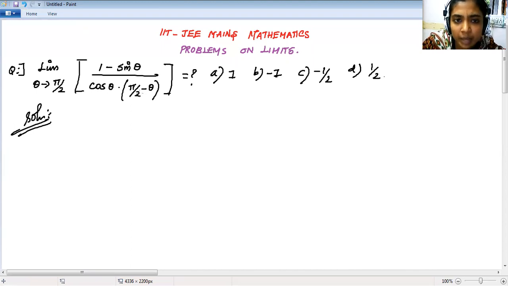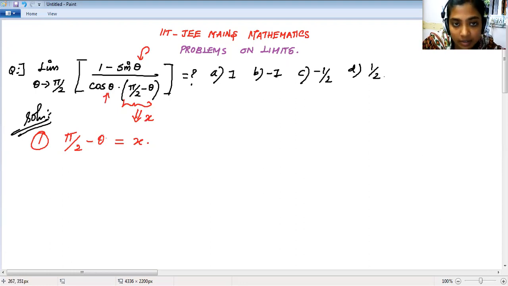So here pi by 2 minus theta is there. Why can't we take this as our variable x, which means by the substitution method you can solve this problem easily. So pi by 2 minus theta is equal to x. Instead of theta, you have to write everything in the form of x. So theta is equal to, theta goes that side means plus theta, and pi comes this side, it is minus, so pi by 2 minus x, right?